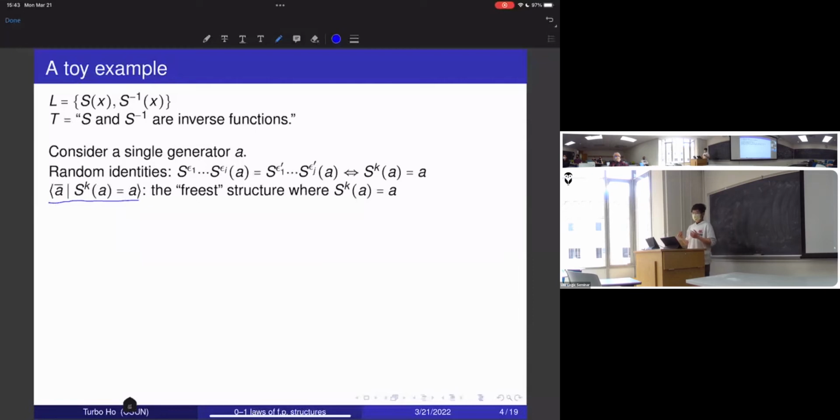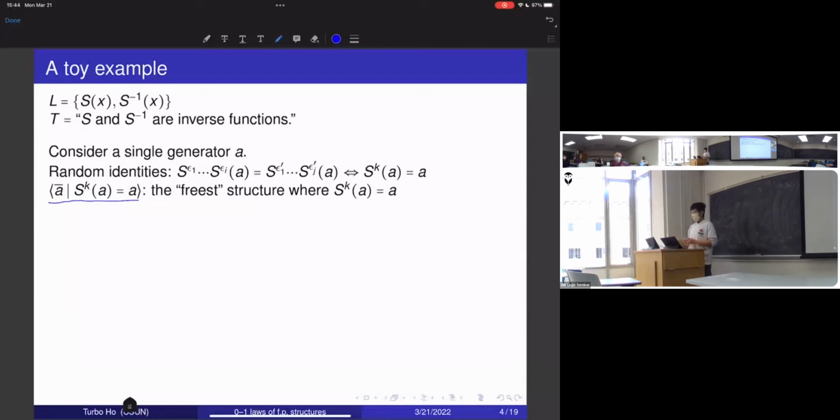In most of the talk, we will only look at one identity, but you could potentially do more than one. And this is just the freest structure where this identity is satisfied. Of course, the identity is going to imply other things. If you know s to the k of a equals a, then you know s to the k plus 1 of a equals s of a. So it's going to imply other things.